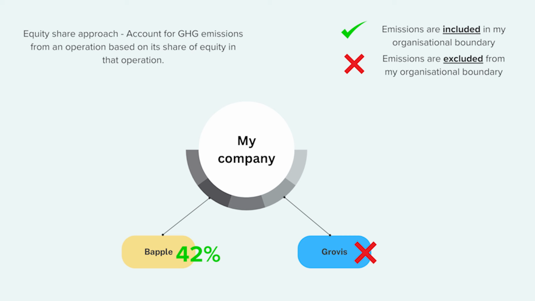Under the final approach method, equity share, this is typically used where a company part owns a subsidiary, and it's recognized that their financing of the company makes them responsible for its emissions. So in this case, if our imaginary company owns 42% of Bapple, then it would only account for 42% of those emissions. This is a particularly useful method for those companies in the financial sector or with a complex organizational structure.